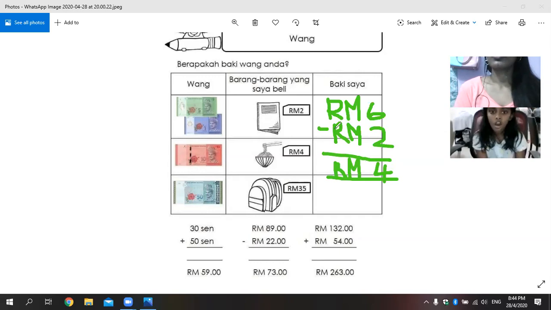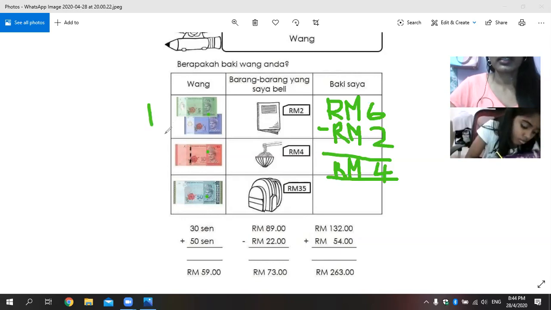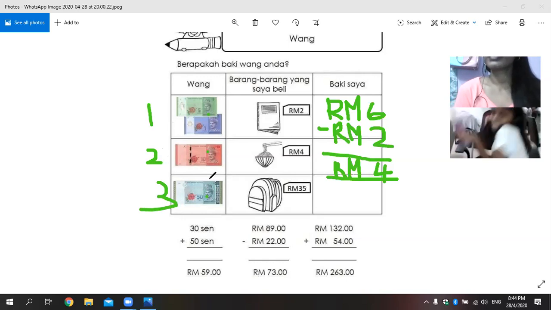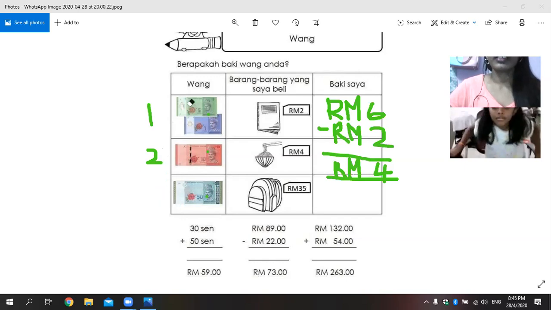All tolak, yes. Praveena, you do question number 1, 2 and 3 first. Don't do other questions first. This is number 1. This is number 2. This is number 3. You do only 3 questions. Start doing. I cannot draw.